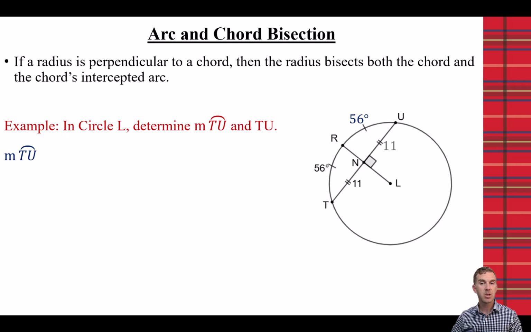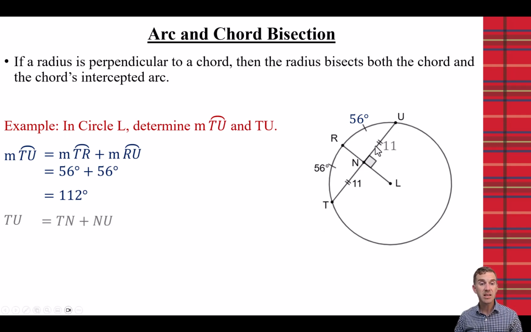So now let's talk about the measure of arc TU. TU goes from T all the way to U. So that's going to be the sum of my two smaller arc measures. That's 56 plus 56, which is 112 degrees. Now let's look at segment TU. TU will be the sum of my two smaller segments. That's TN plus NU. That's 11 plus 11, which is 22 units.